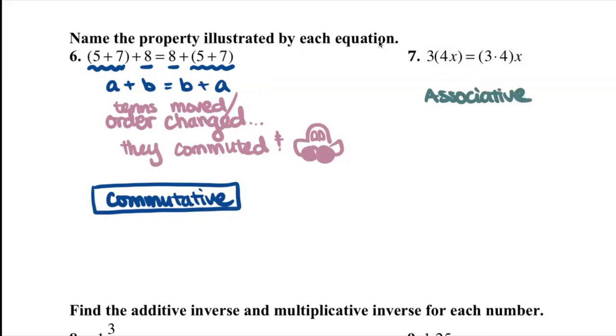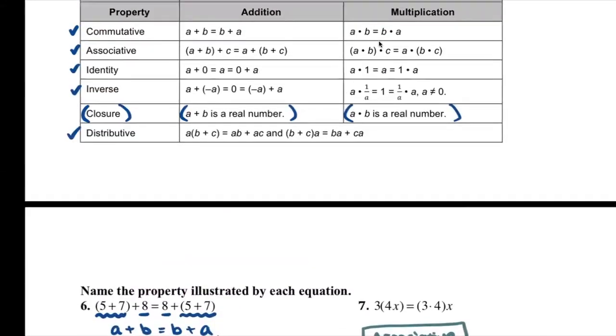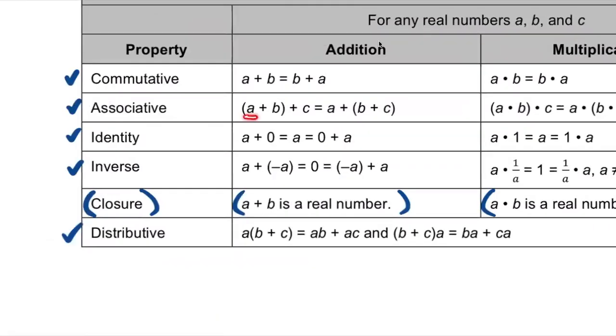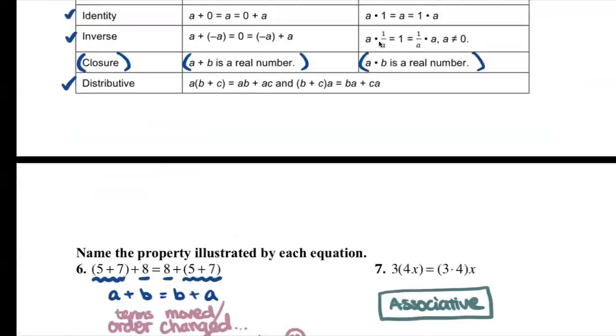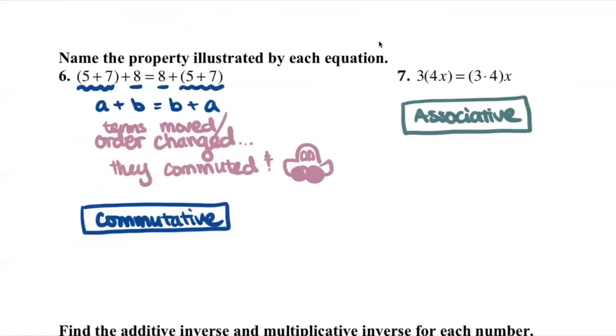All right, associative property of multiplication. You could just write associative, and that's fine. Because if you look up here, notice ABC, ABC, right? None of those terms moved. The only thing that changed was the parentheses, where the parentheses went. So that is associative.